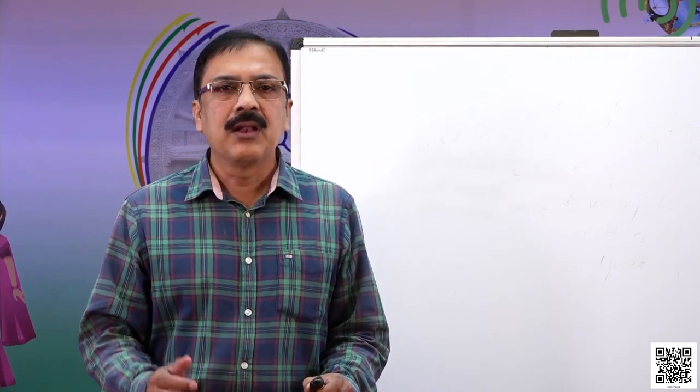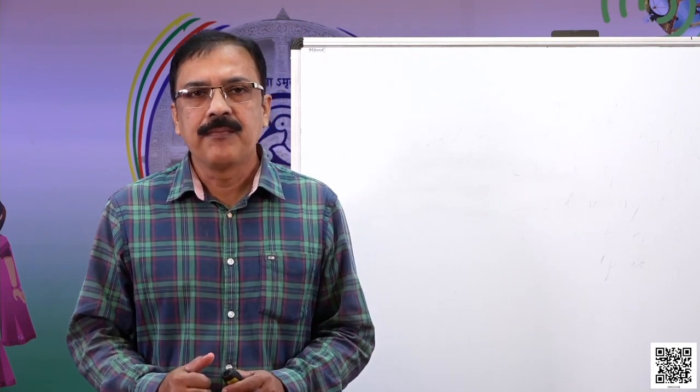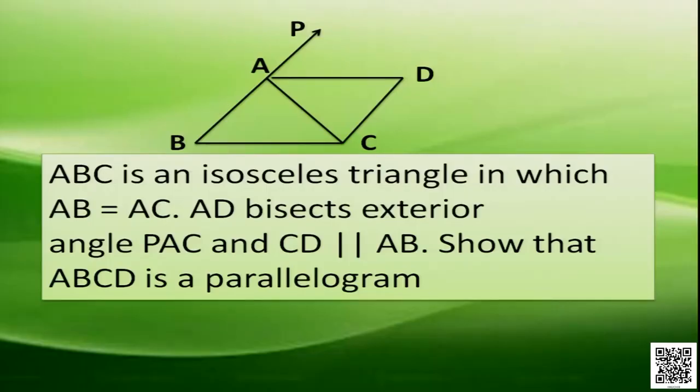Dear students, today we learned about the opposite sides being parallel and equal. Based on this we will solve some problems. Let us see the problem. ABC is an isosceles triangle in which AB is equal to AC. AD bisects the exterior angle PAC and CD is parallel to AB. Show that ABCD is a parallelogram. Let us see.